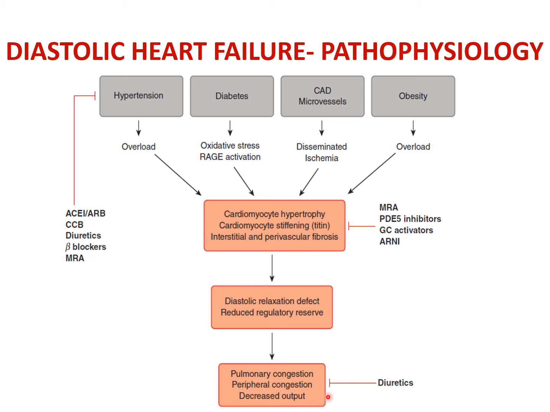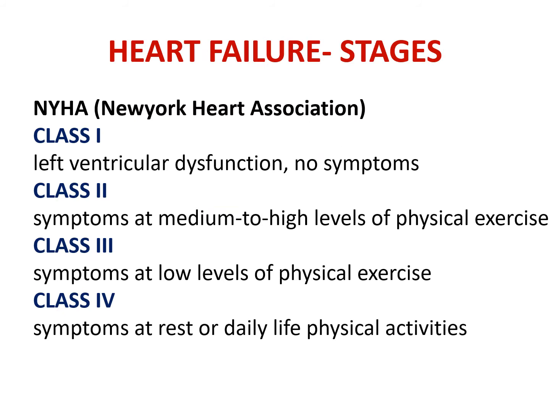Okay, so this may lead to reduced regulatory reserve, which may again cause pulmonary congestion, peripheral congestion, and decreased output. So here the main mode of management is treating the precipitating factors, like management of hypertension, and you can give drugs which reduce the cardiomyocyte fibrosis and hypertrophy by decreasing the workload. And you can give diuretics as symptomatic management when congestive symptoms appear.